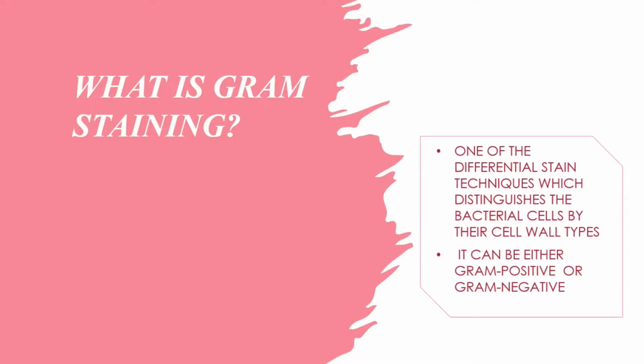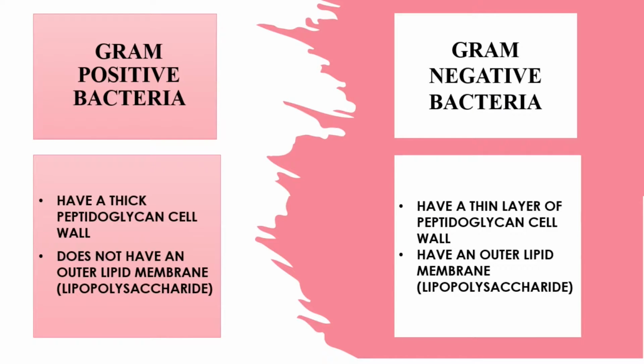What is gram staining? It is one of the differential stain techniques which distinguishes the bacterial cells by their cell wall types. It can be either gram-positive or gram-negative. Principles: gram-positive bacteria have a thick peptidoglycan cell wall. It does not have an outer lipid membrane lipopolysaccharide. Meanwhile, gram-negative bacteria have a thin layer of peptidoglycan cell wall. It has an outer lipid membrane lipopolysaccharide.